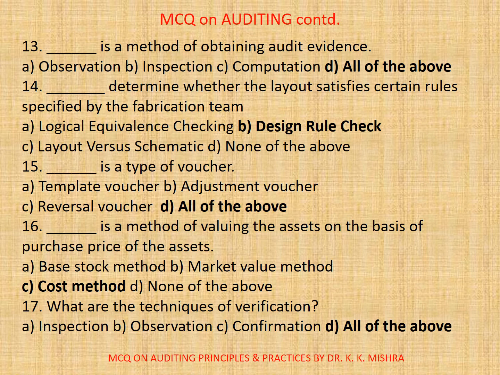Question number 15. Dash is a type of voucher. A. Template voucher. B. Adjustment voucher. C. Reversal voucher. D. All of the above. Correct option is D. All of the above.